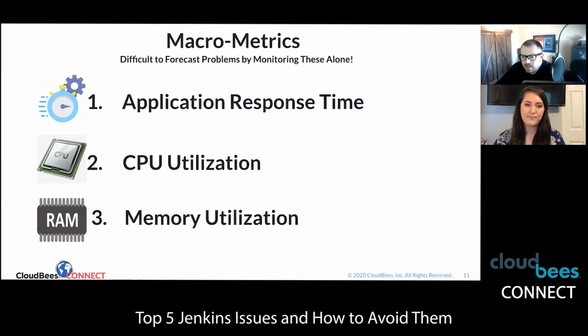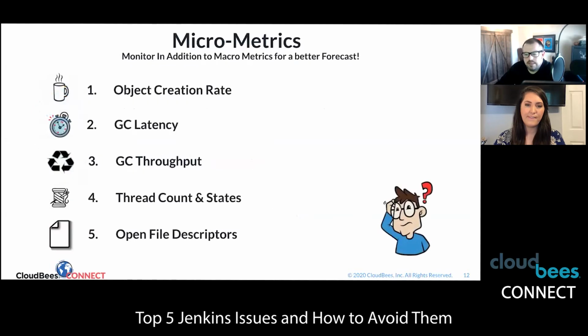So what exactly are micrometrics? Well, in short, some examples of micrometrics are object creation rate, which is essentially the rate of objects that are being loaded into memory. Garbage collection latency, which is how long a garbage collection cycle is taking to complete. For applications like Jenkins with low latency requirements, we want to see that limited to under 1 second. Garbage collection throughput, which is how much time the application is not spending in garbage collection. We like to see this at 99%.